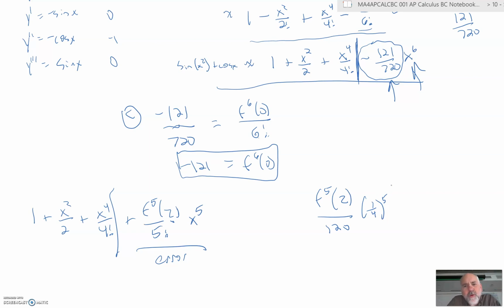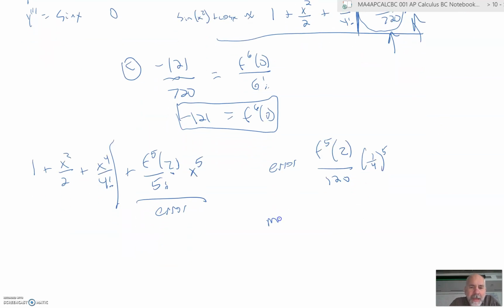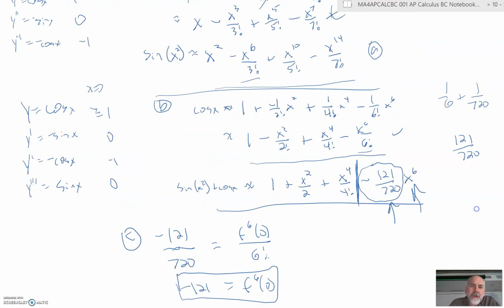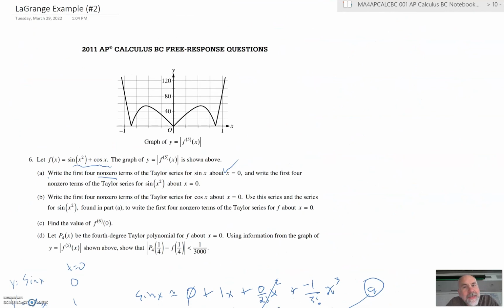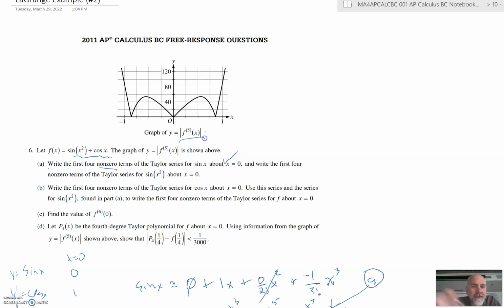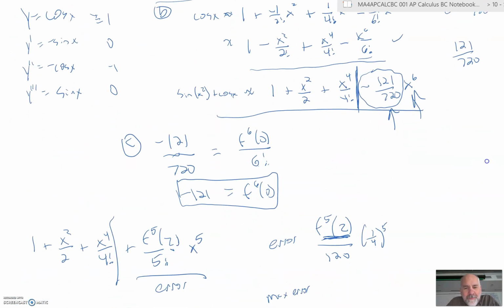Okay, so now the question is, this is what the error is. What's the worst that this could be? So the max error. Well, what's the biggest this number could be here? Right? I mean, that's the biggest question. What's the 5th derivative of z? What could it possibly be? And so we can go back to the graph they gave us. They actually gave that for a reason. This is the fifth derivative of f, and that's why I need it for this.